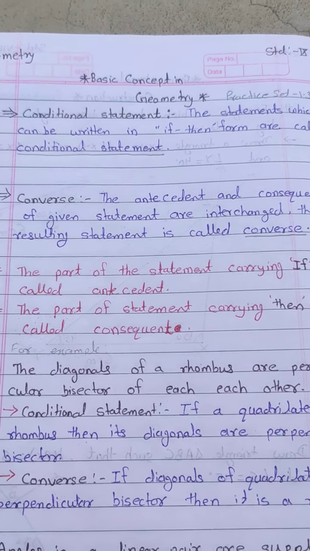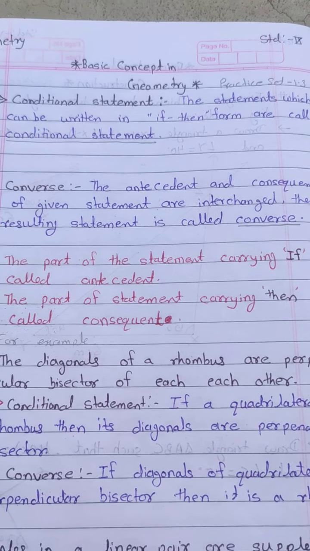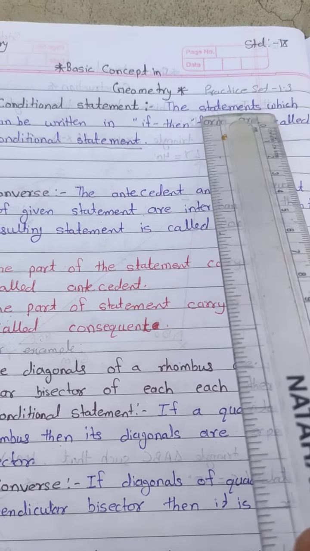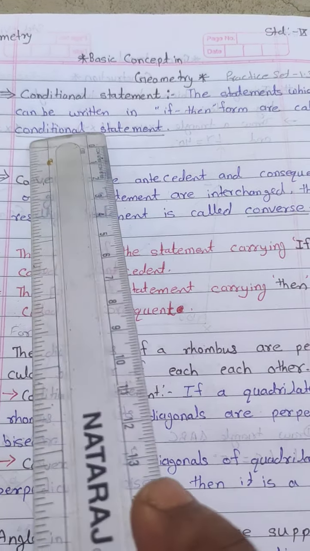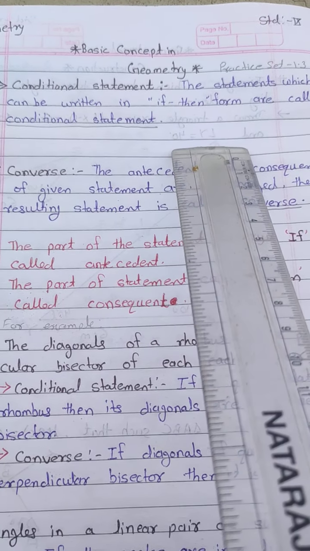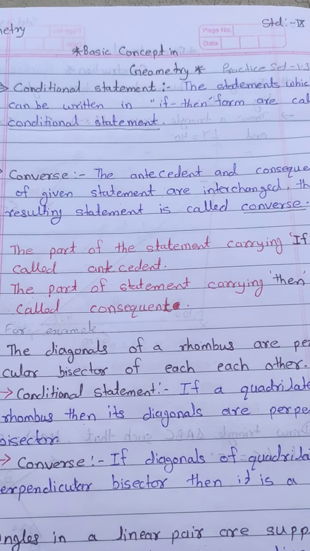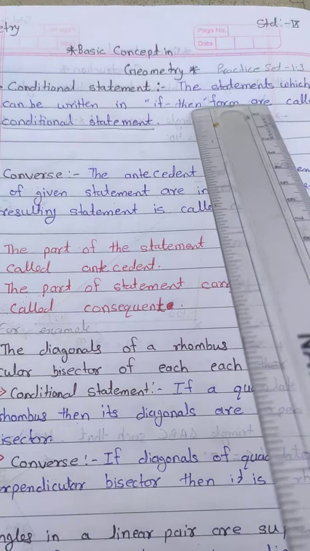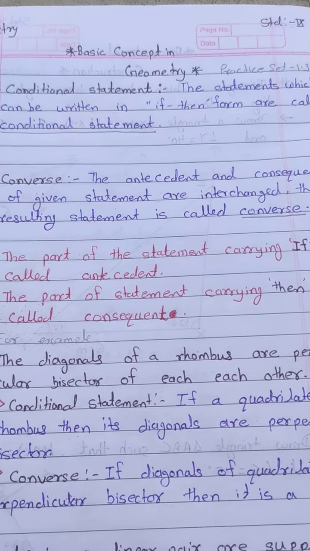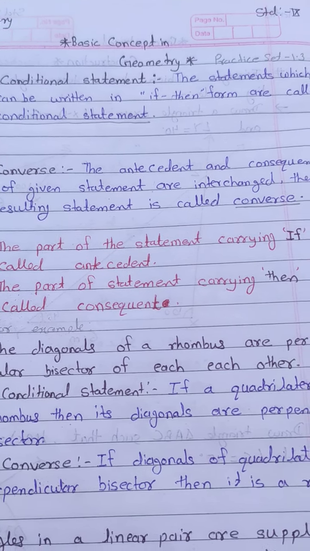So before starting our practice set, first we have to understand what a conditional statement is. The definition is: the statement which can be written in if-then form is called a conditional statement. You all have to write the definitions of all these things. I repeat the definition once again: the statement which can be written in if-then form is called a conditional statement.